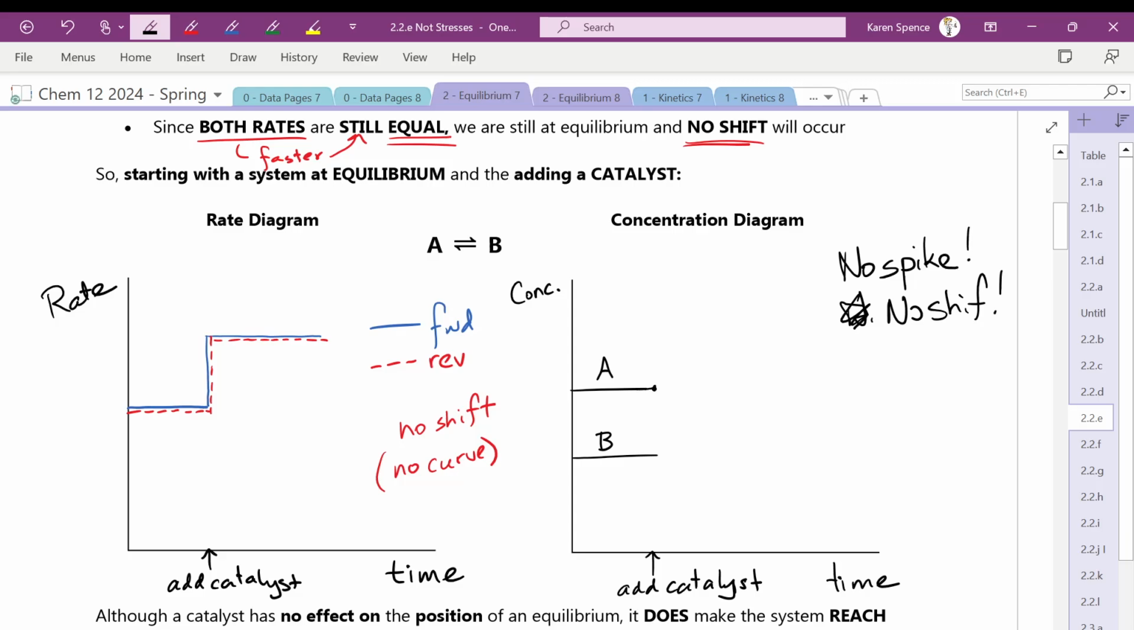Okay, so right at this time here, nothing happens. You don't have to draw those little dots. I'm just kind of doing them, the dots are unnecessary.